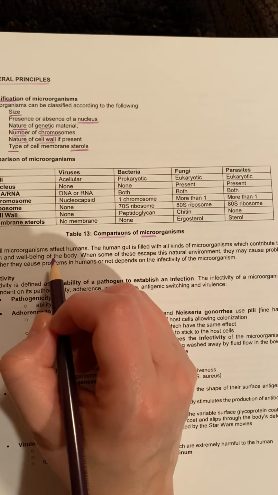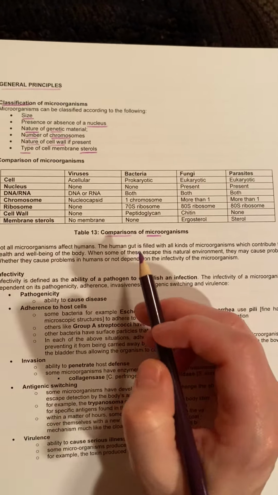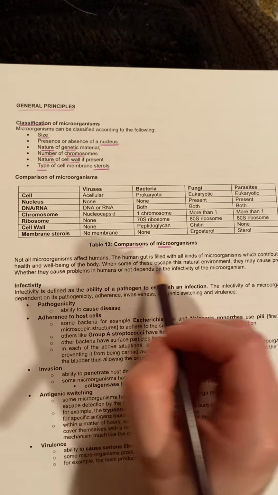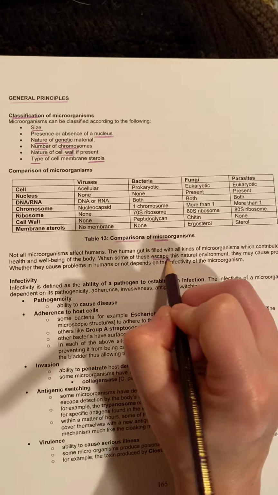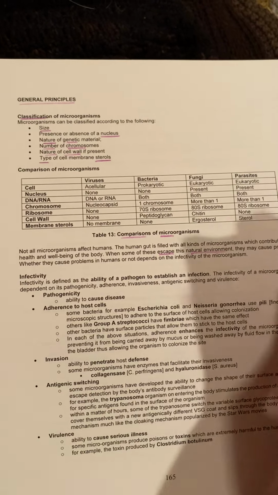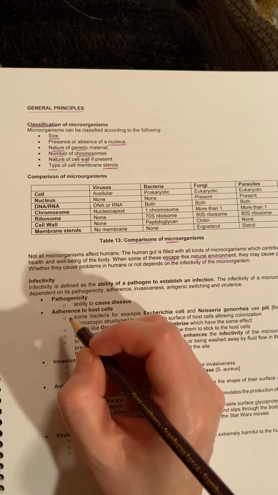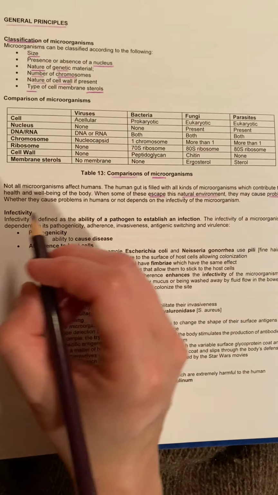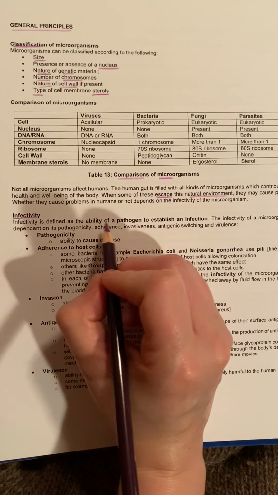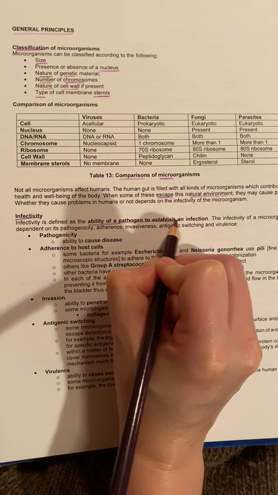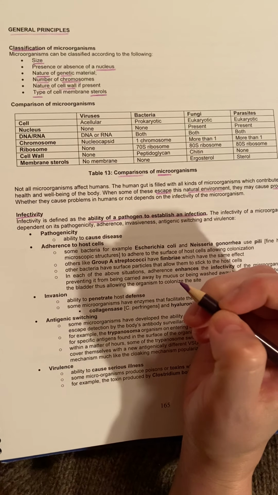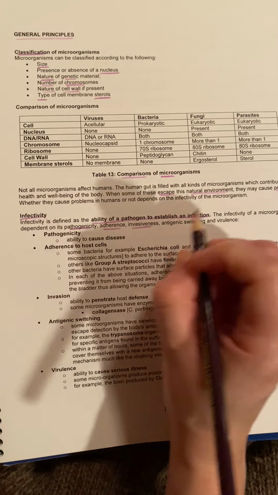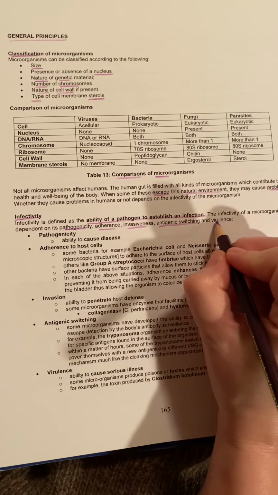Not all microorganisms affect humans. Human gut is filled with all kinds, which contribute to the health and well-being of the body. Some of these escape their natural environment. They may cause problems. Whether they cause problems in humans or not depends on the infectivity of the microorganism. Infectivity is defined as the ability of the pathogen to establish an infection. The infectivity of a microorganism is dependent on its pathogenicity, adherence, invasiveness, antigenic switching, and virulence.